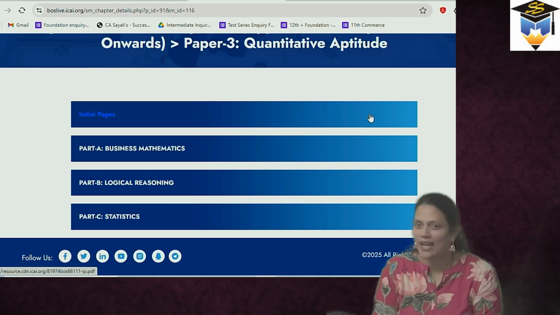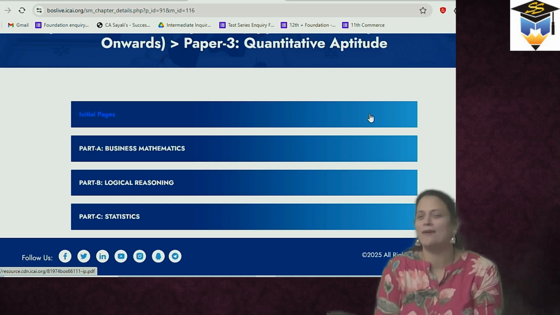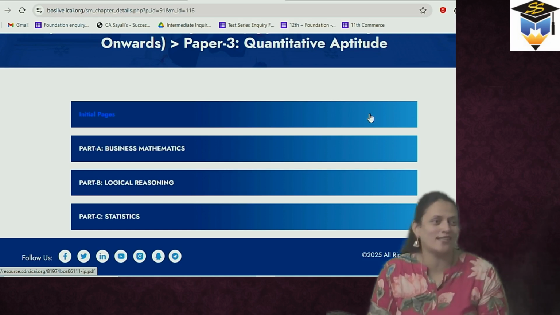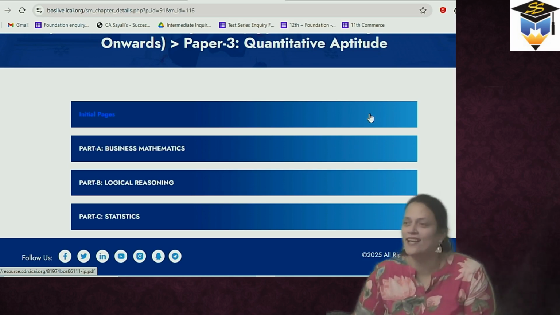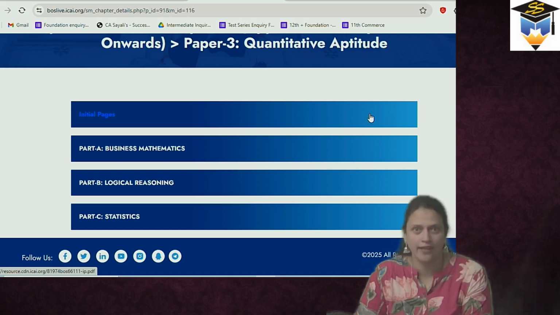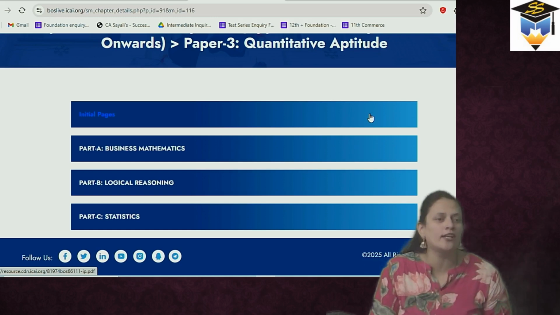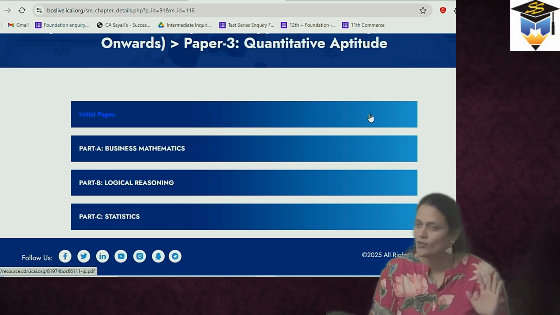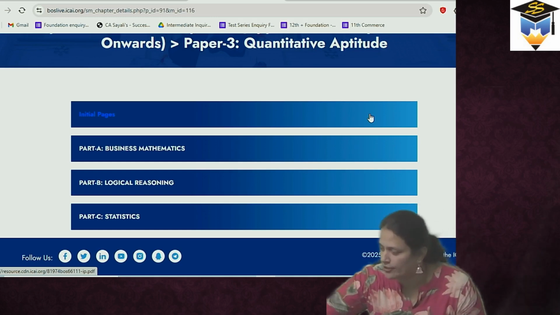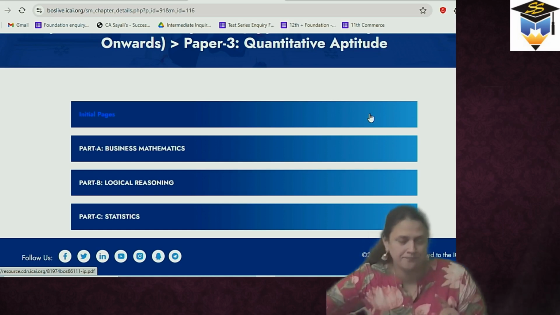So I know that you will feel, ma'am, what are you saying, we do the module only once, and you are telling us to do it 5 times. But I am not kidding. If you practice it 5 times, I will guarantee you that you will clear CA Foundation. All right, so that is very important, so all of you please keep that in mind.